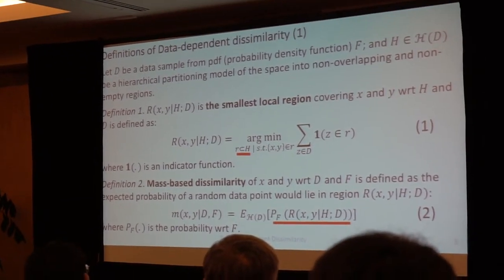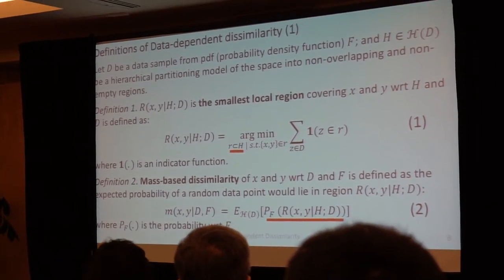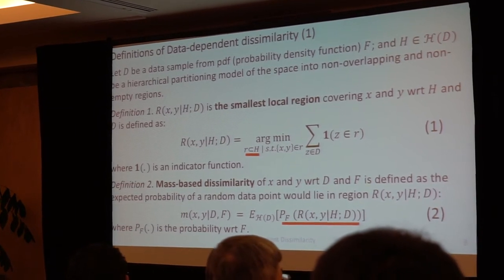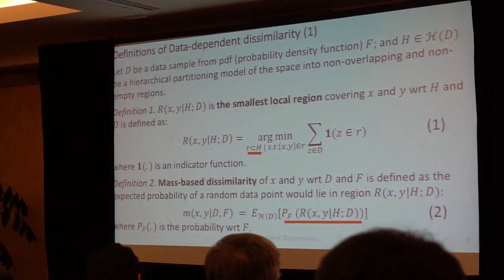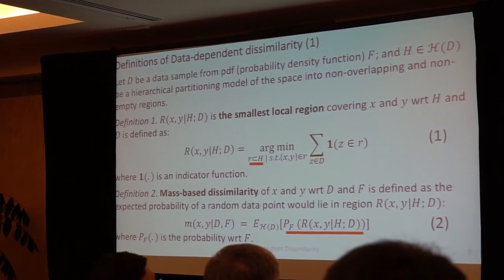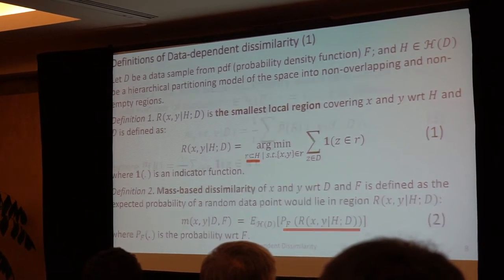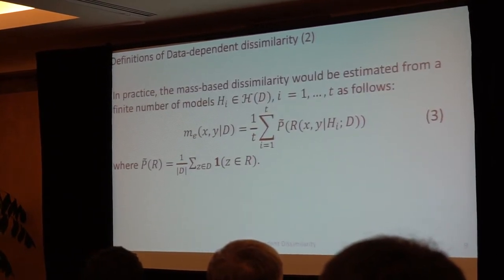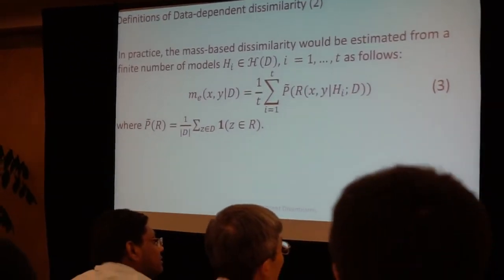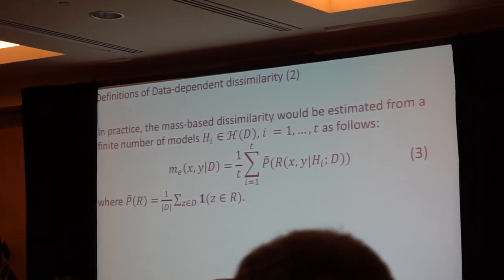Okay. And then, because you're going to use different models, you're going to do the expectation. What you really want is the expectation of the probability mass of that local region over multiple models. So the expectation is taken over all possible models. Now, make it simpler. Of course, in the real world, we're not going to enumerate all the possible models. We're going to use a fixed number of models to do the estimation.